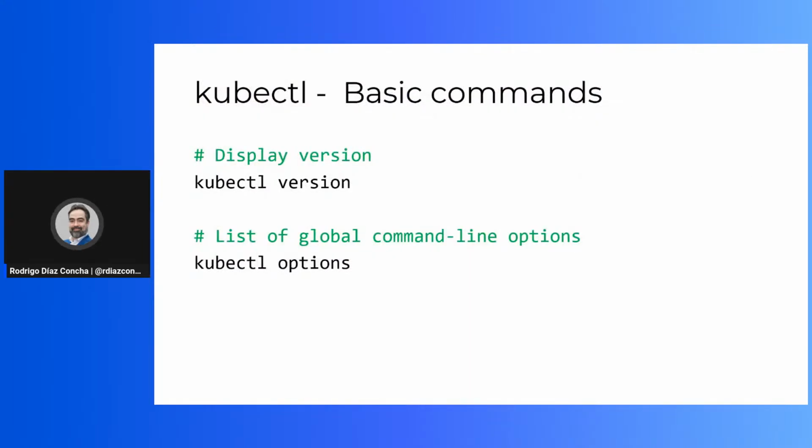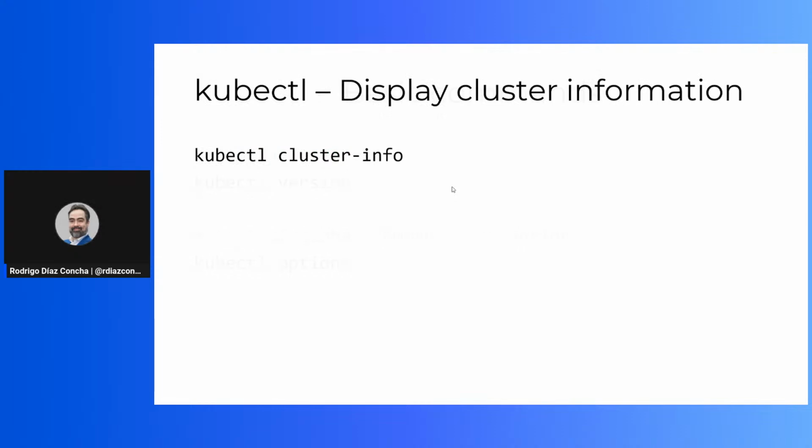So this is great. Once you are connected to a Kubernetes cluster, then you can execute some kubectl commands, such as kubectl version to understand the version that you're running, kubectl options for listing all the global command line options that you have, and so on and so on, okay? If you want to display your cluster information, you can execute, for example, kubectl cluster-info, and this is going to display detailed information about your cluster, okay? For instance, how many nodes you have, the IP addresses, and so on.